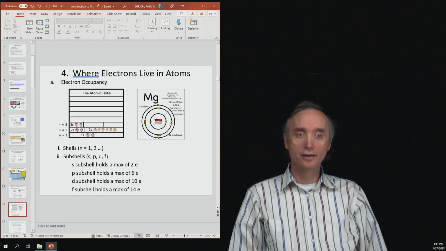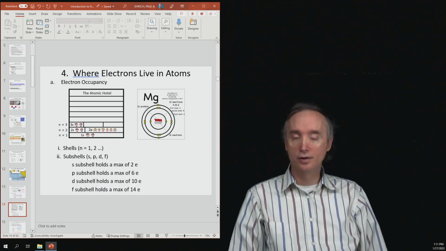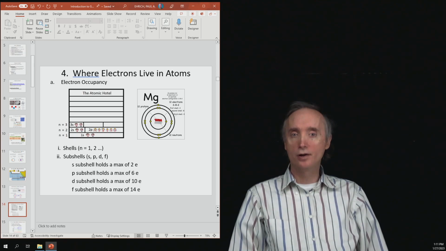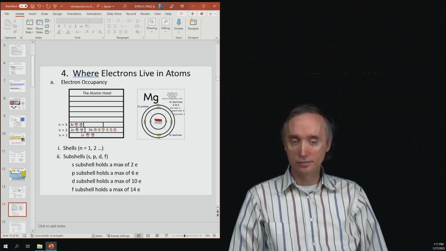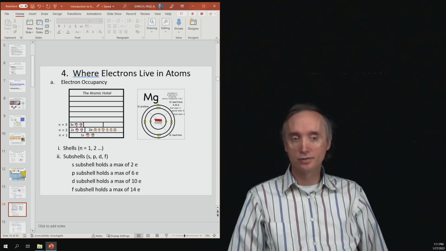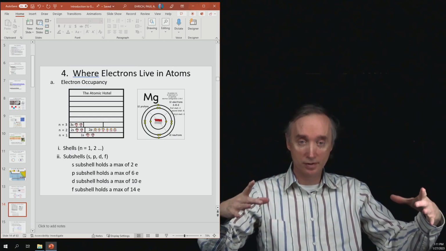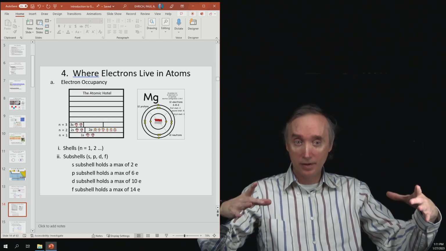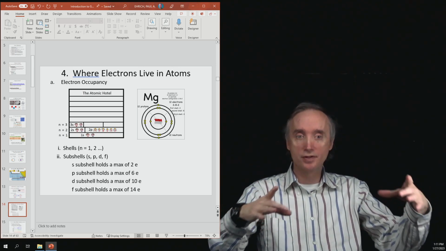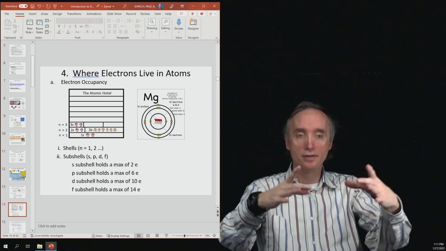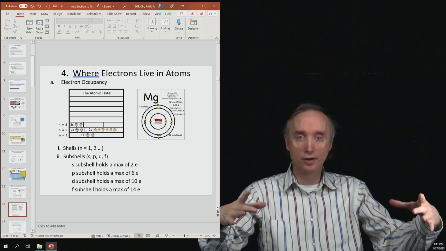Okay, we're back. In your textbook and on the internet, most of the time when they describe where the electrons live, they do it in terms of rings. They say that surrounding the nucleus are these rings that represent the orbits of the electrons, and there's a certain number of electrons that live on the first ring, and then the second ring, and then the third ring.